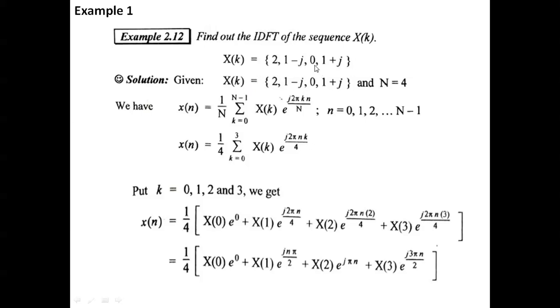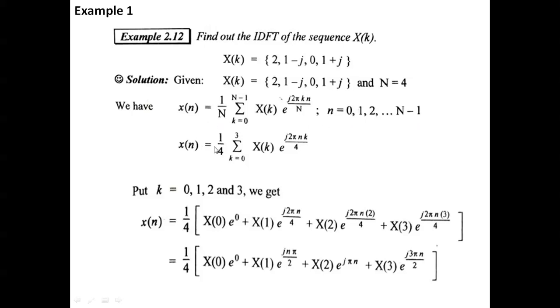So they have given X of k. Previously, in direct DFT, the given was the equation x of n. Here they have given X of k. So the X of k values are there. The total count is N, so N is equal to 4. So 1, 2, 3, 4. Okay, then the formula of inverse DFT.